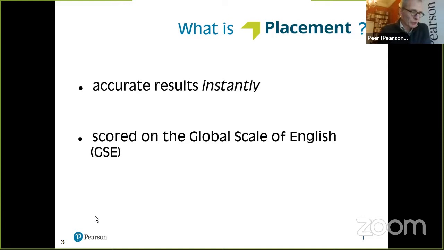The global scale of English is used within Pearson, but actually universities, institutions also use the global scale to measure students' progress, to assess their language skills. And so even though the placement test is measured on the global scale of English, we can always correlate the results to other scales, such as the IELTS scale, the TOEFL scale, or the Common European Framework reference scale.